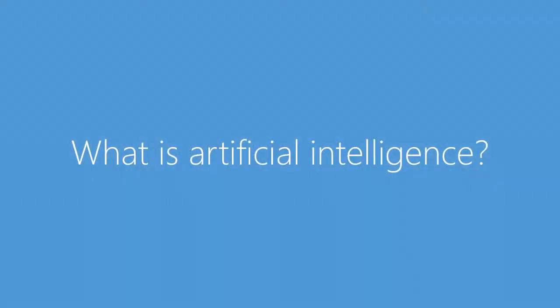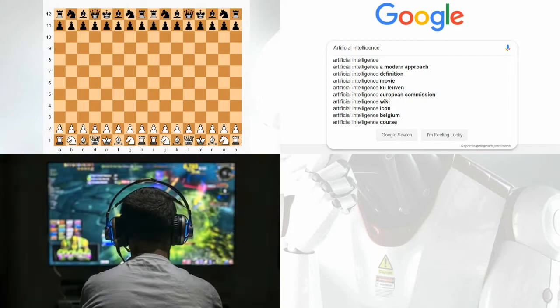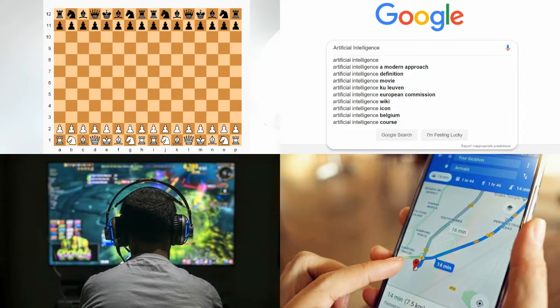First, what is artificial intelligence? Artificial intelligence is a field of computer science, or subfield of computer science, that attempts to create machines that act rationally in response to their environment. Examples of AI include things like computers that can play chess, Google's predictive search algorithm, non-player characters in video games, and navigation software on your smartphone. Essentially, any computer algorithm that can replicate some aspect of human intelligence or natural intelligence is a form of artificial intelligence.